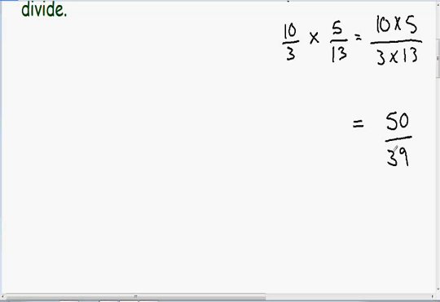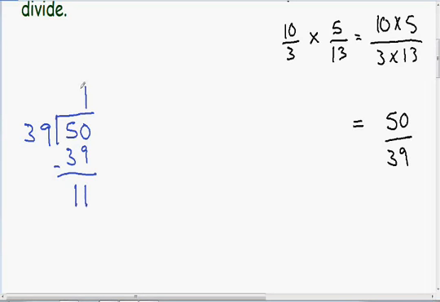So now we have a final answer of 50 over 39. But since we divided two mixed numbers, our final answer also has to be a mixed number. So we can change 50 over 39 into a mixed number by using long division. I'm going to divide 50 by 39. 39 goes into 50 one time. 1 times 39 is 39. And if we subtract these two numbers, we have a remainder of 11.